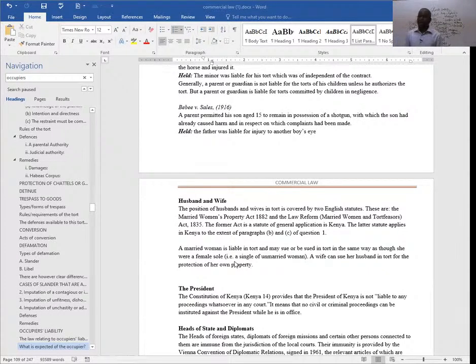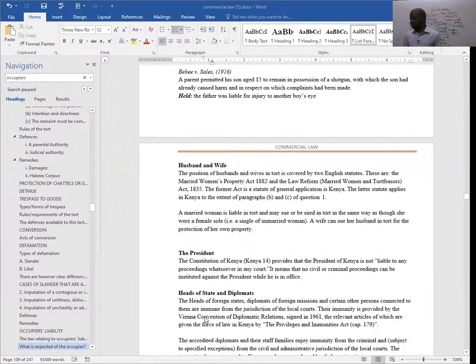So heads of states and diplomats. What happens in the case of diplomats? In this case, you're talking about ambassadors or high commissioners who represent other countries, for example, in Kenya. So are they also immune to being held responsible or being brought before court proceedings? The heads of foreign states, diplomats and foreign missions and certain other persons connected to them are immune from the jurisdiction of the local courts. Their immunity is provided by the Vienna Convention of Diplomatic Relations, which was signed in 1961.